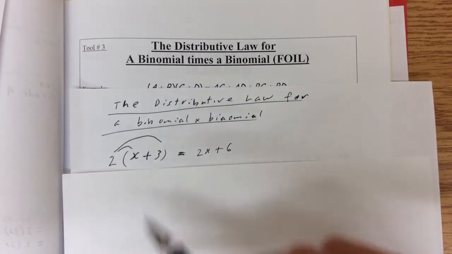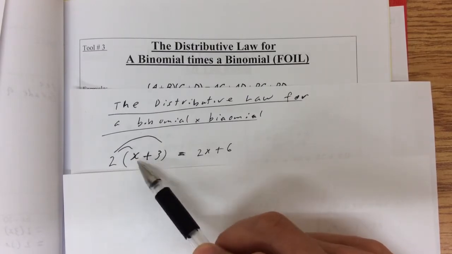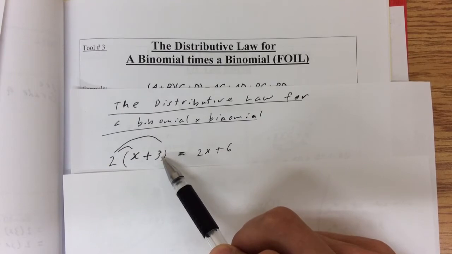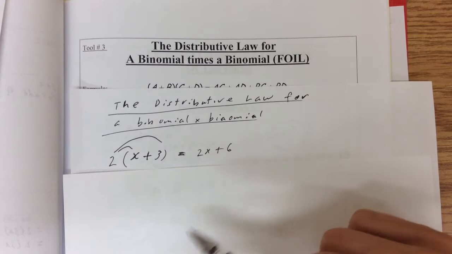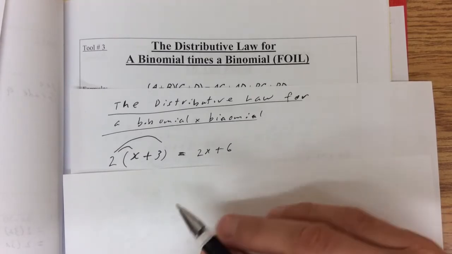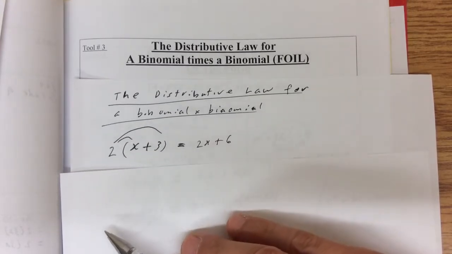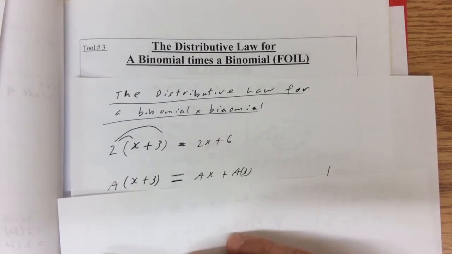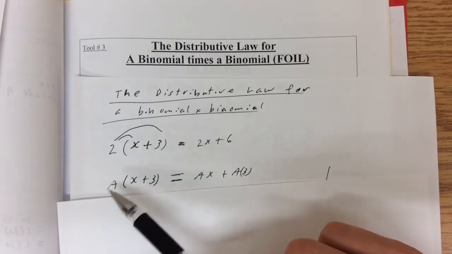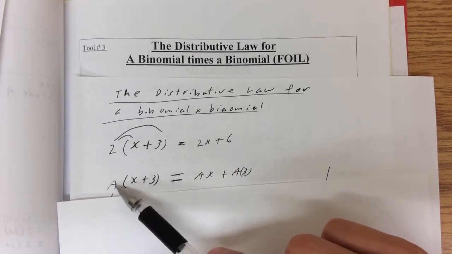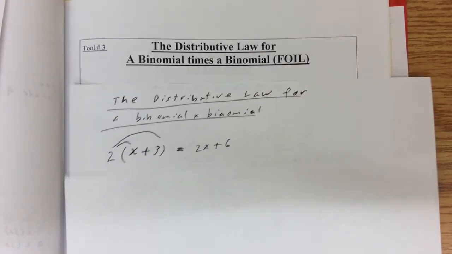So for something like 2 times (x plus 3), we know that that equals 2 times x plus 2 times 3, which is 2x plus 6. So this goes back to the distributive law. Now, if we replace that 2 with something else, some unknown, then we get something like this: a times (x plus 3). Well, it's ax and a times 3. So just like this.